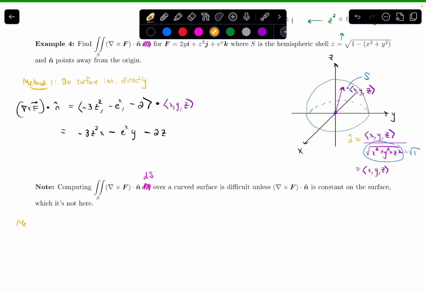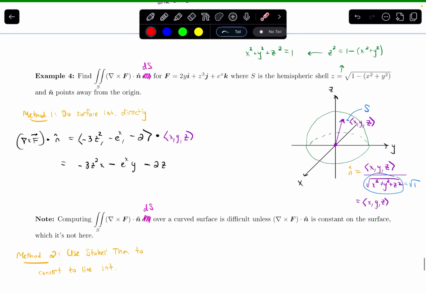So method 2 is, what if we use Stokes' theorem to convert this surface integral to a line integral over the boundary? With Stokes' theorem, we convert this surface integral of the curl of f dotted with this unit normal vector to a line integral over the boundary curve. But the boundary of this hemisphere, well, that's this circular base. I'm going to call that circular base C.